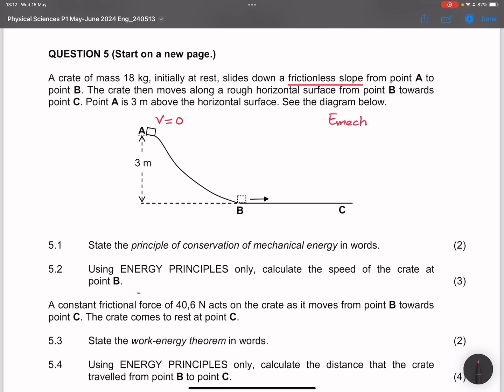So, they say using energy principles only, calculate the speed of the trolley at point B.